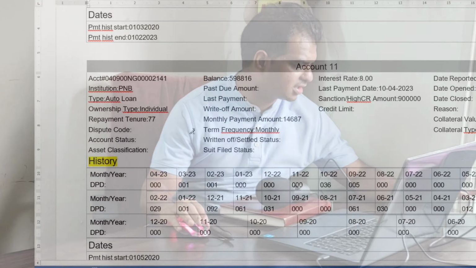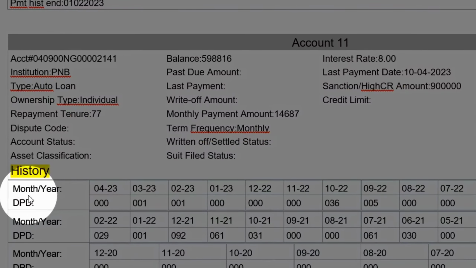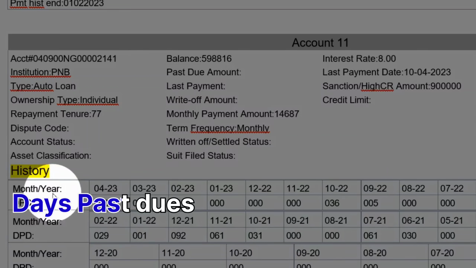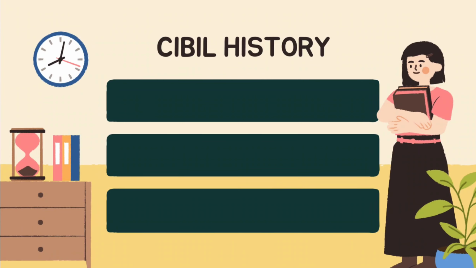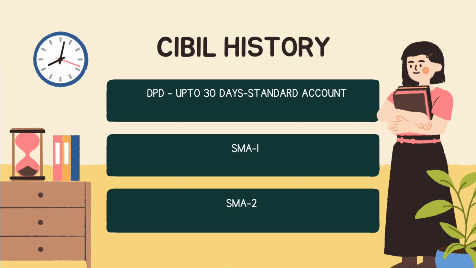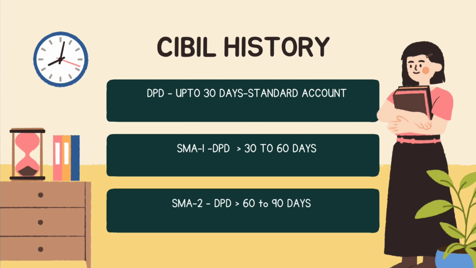Okay, it's done. Now further we talk about one of the most important parameters that you need to scrutinize diligently. Yes, I'm talking about the history of the account. If you look at the history of this account, here you find month-wise history with DPD. Here DPD means days past due. Basically, it simply shows the days of irregularity in that particular account. As per bank norms, if DPD is up to 30 days, it would be considered a standard or regular account. Again, it may differ from bank to bank. Here you find SMA 1, SMA 2. If the account is under SMA 1, it means DPD is more than 30 days to 60 days. And SMA 2 means more than 60 days to 90 days. DPD may be more than that.